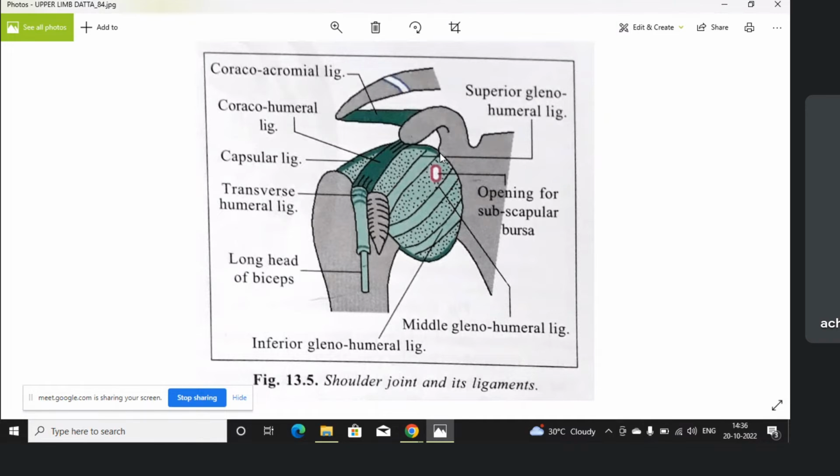Are you getting? Yes. So here is the greater tubercle, here is the lesser tubercle. So one attaches to the upper part of the lesser tubercle, the other to the lower part.